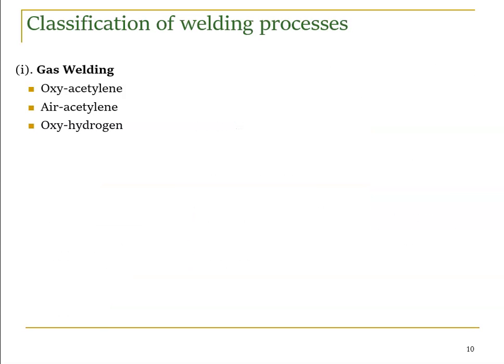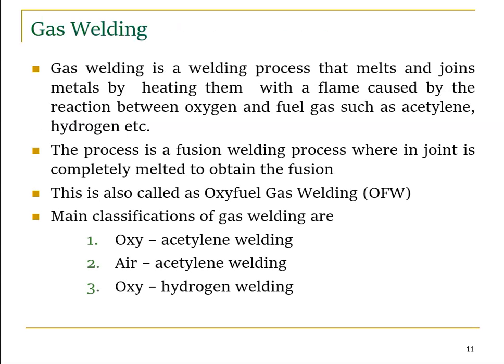Now we are going to discuss only gas welding, right? So gas welding and its types. Okay, so we start with gas welding. Gas welding is a welding process that melts and joins metal by heating them with a flame caused by the reaction between oxygen and fuel gas such as acetylene and hydrogen, etc.